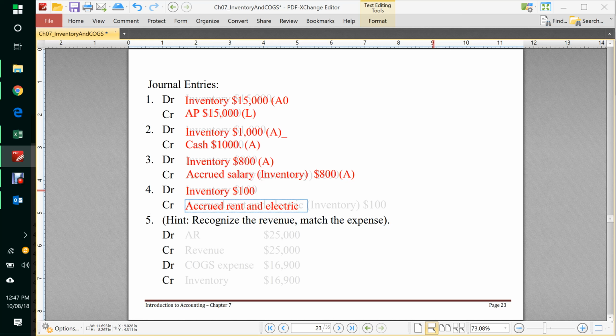Okay, so that's a CR because it's an increase in liabilities. And also, same deal, I'm going to put for inventory there in parentheses and 100, and that is a liability. And of course, accrued salary is a liability, not an asset. So go up there and correct that. Okay, so that's 1 through 4.